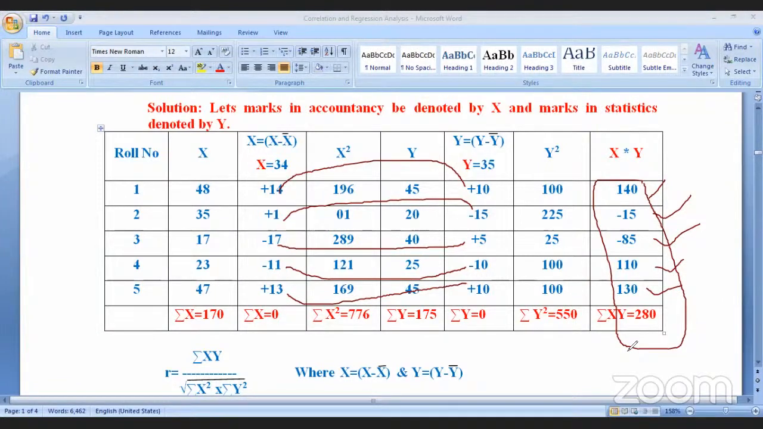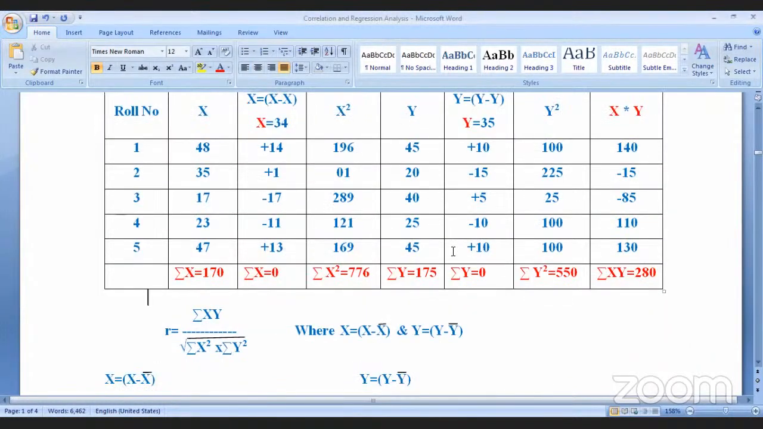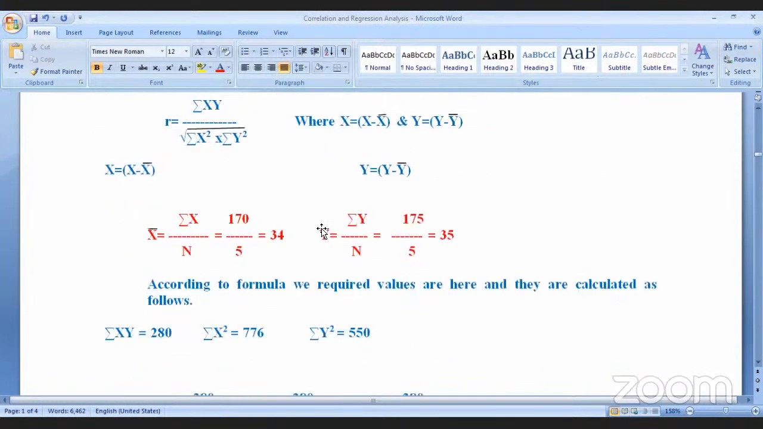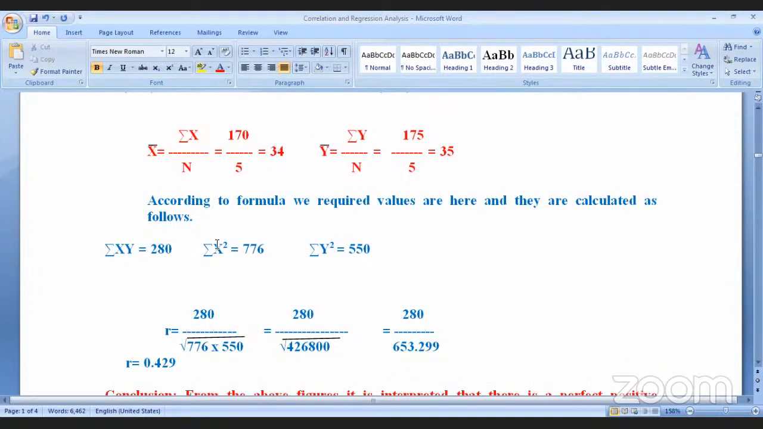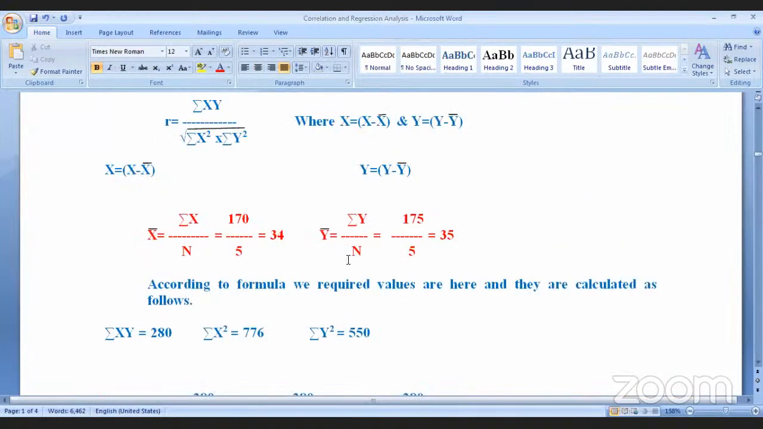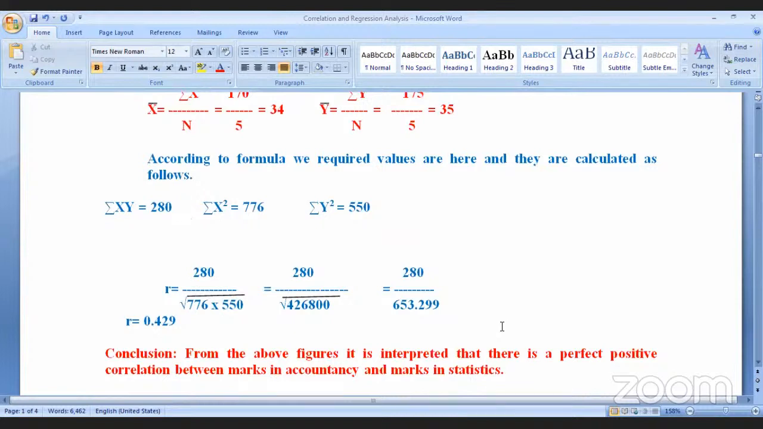So simply we are going to take these values and substitute them in the formula. Just see what our formula is. r is equal to sigma XY by under root of sigma X square into sigma Y square. According to the formula, we require these values, calculated as follows. Sigma XY is 280. Then sigma X square is 776. Sigma Y square is 550. So these three values are required. For the sake of these three values, we have done this complete table. So r is equal to sigma XY by under root of sigma X square into sigma Y square, 280 divided by under root of 776 into 550.